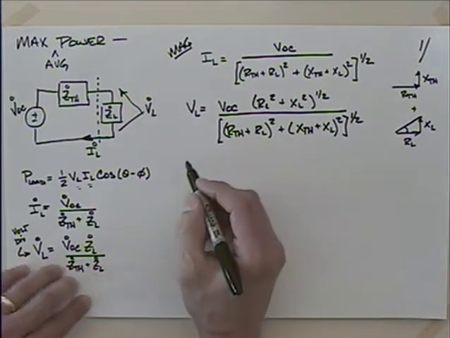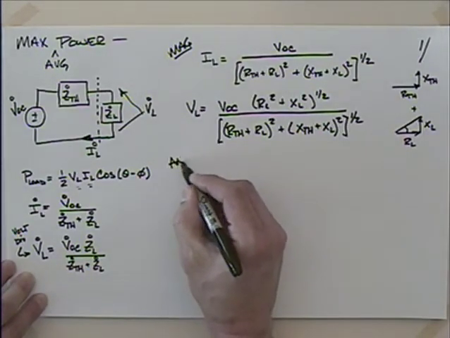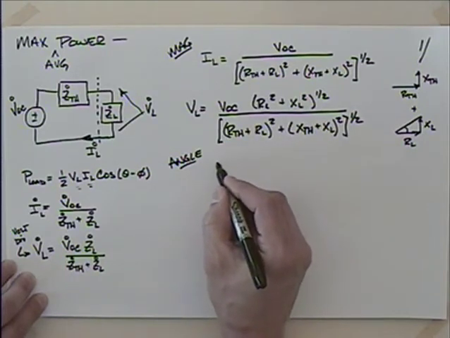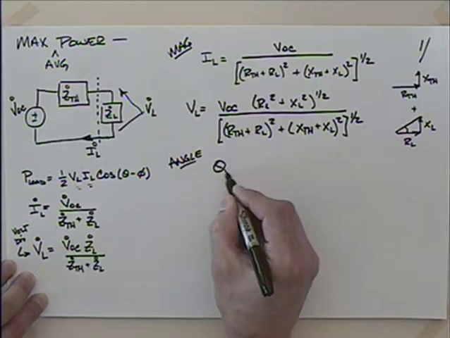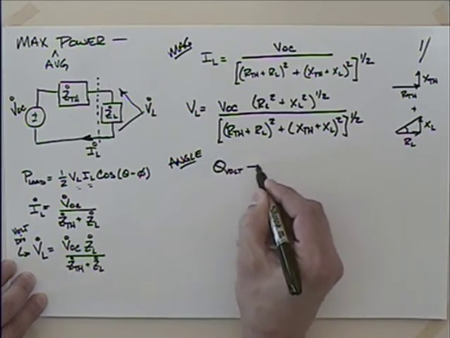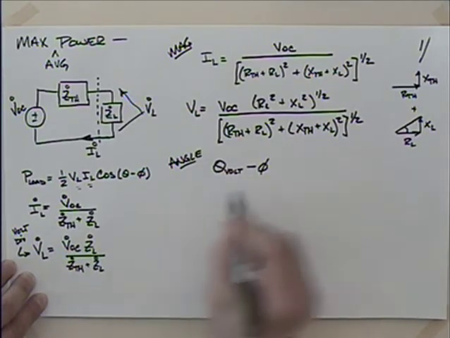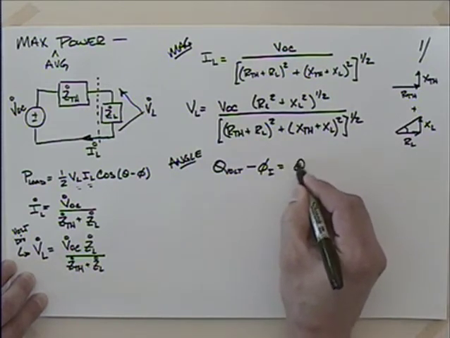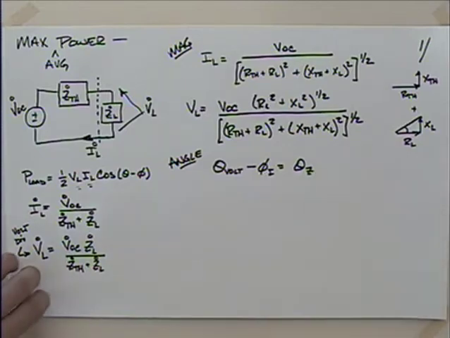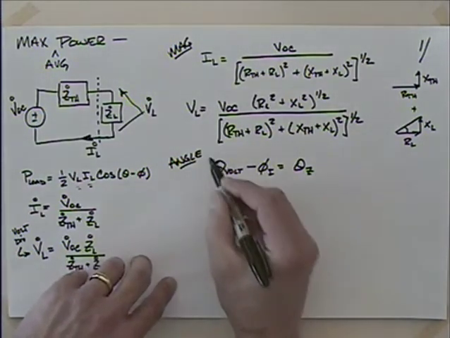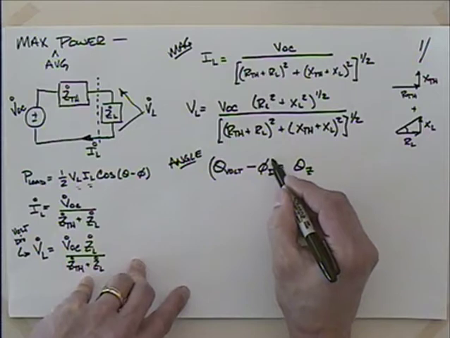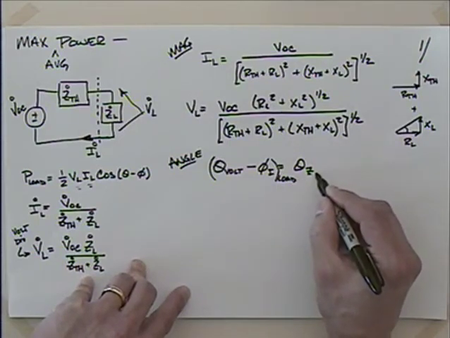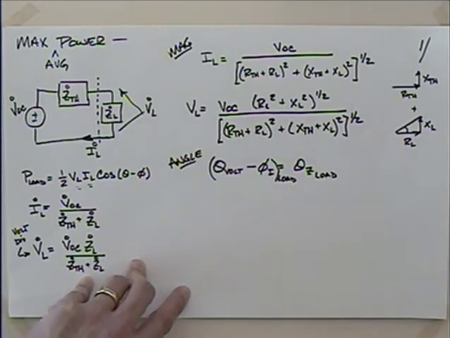Okay. So if I talk about the angle, I could say that the angle of the voltage, so that's the voltage, minus the angle of the current, theta minus phi, this is the current, that's really equal to theta sub z, the impedance. And if this is for the load, then I'd say theta sub z for the load, right?